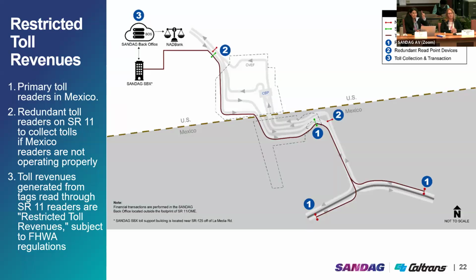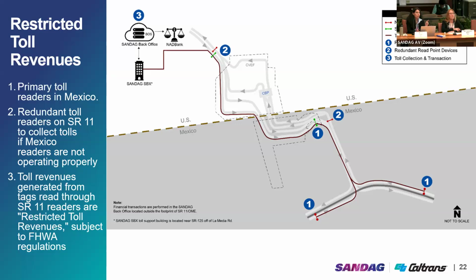You'll see there's a set of redundant readers on the Mexico side. We want that there because we want as much redundancy on the Mexico side as possible to ensure that the revenues that are generated are not restricted. If for some reason the Mexican side readers were not able to operate properly, SANDAG would then start using the secondary readers on the US side to act as primary readers. Any toll revenue that's generated from the US side readers are considered restricted toll revenues.